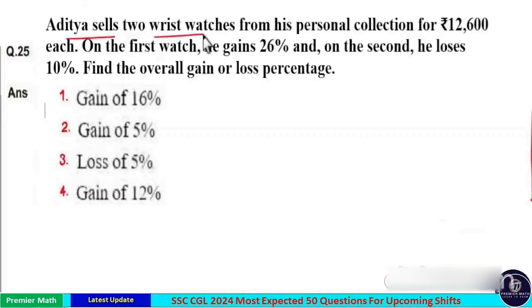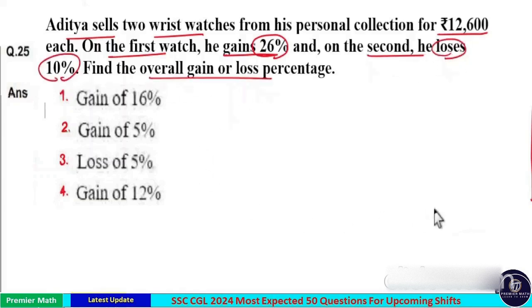Aditya sells 2 wristwatches from his personal collection for rupees 12,600 each. On the first watch he gains 26% and on the second he loses 10%. Find the overall gain or loss percentage.